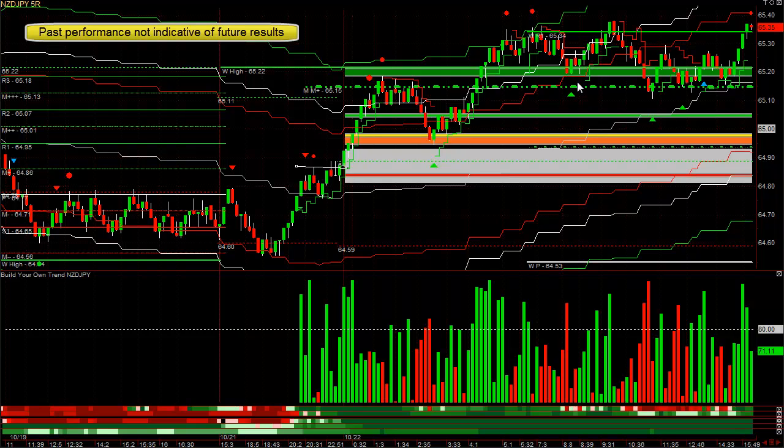I'm not so sure I would have taken this one because it did hit our upper band, but this trade did work and went up 15 pips. And another pullback. This one went up 5 pips. 2 buy signals right here. The market went up about 15 pips on both of those.